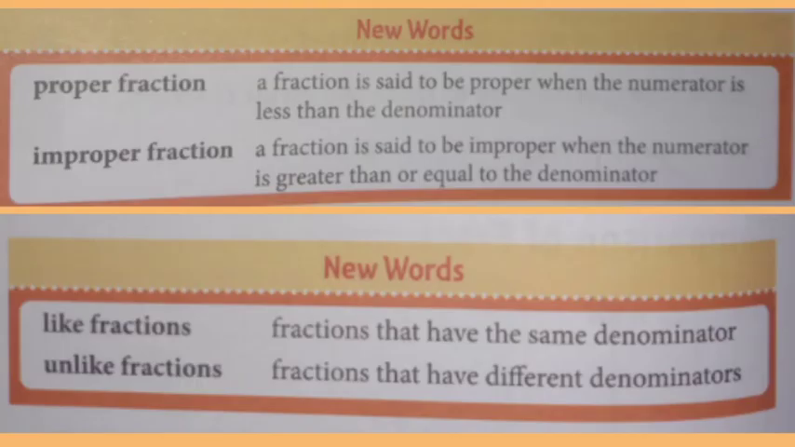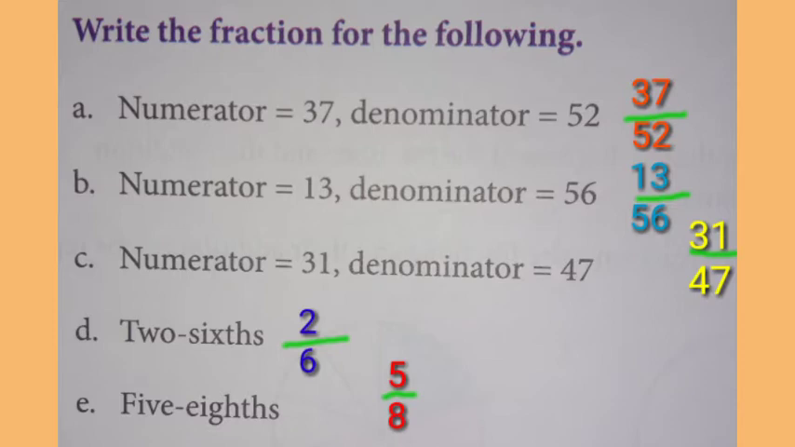New words found in this chapter: proper fraction. A fraction is said to be a proper fraction when the numerator is less than the denominator. Improper fraction. A fraction is said to be an improper fraction when the numerator is greater than or equal to the denominator. New words found in this chapter: like fractions, fractions that have the same denominator; unlike fractions, fractions that have different denominators.